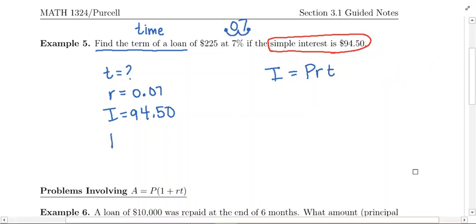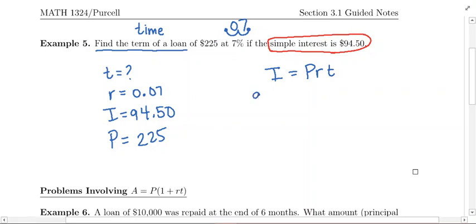So that means that this other value, $225, must be your P, or your principal. That's the amount you borrow. If you reread the problem, find the term of a loan of $225, it's implied that $225 is the amount you borrowed. So that is your principal. We have the value of all our variables, so we're going to plug in, and that's going to allow us to solve for T.